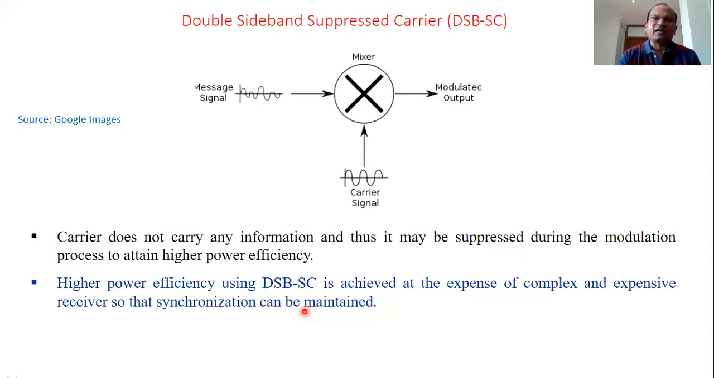Why? Because the carrier is not being sent, so we need to generate the exact carrier signal at the receiver, and only then can we recover the message signal. So that is a problem, and for that we need an extra arrangement, which is an extra expenditure we need to bear in order to get higher power efficiency in double sideband suppressed carrier.